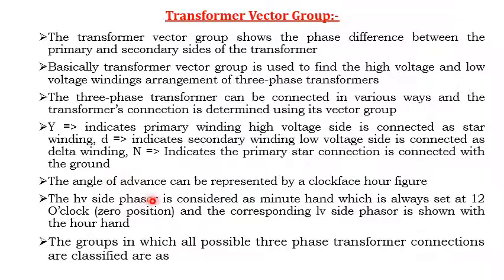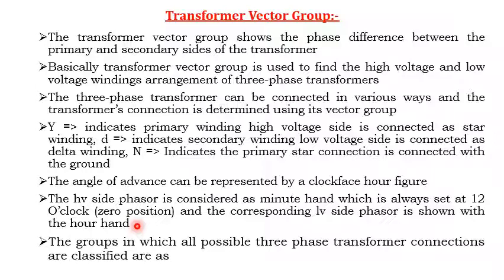The HV side phasor is always considered as the minute hand. If I consider the primary side, it is the HV side phasor, and it is the minute hand, which is always set at 12 o'clock. This is at the 0 position only. That means this is the reference position, the reference phasor, and the corresponding LV side phasor is shown with the hour hand. So obviously, as we know, by drawing the two phases phasor diagram.